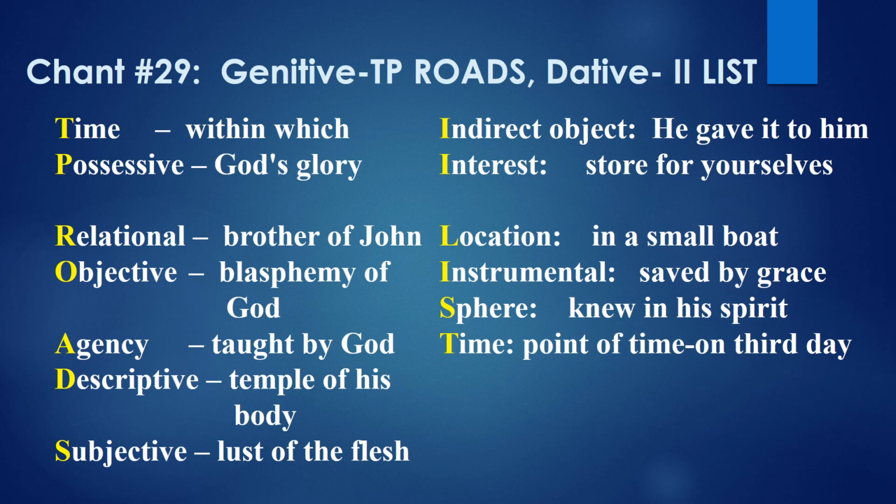Chant number 29, genitive, T.P. Rhodes. The T is for time, time during which something happens in the genitive. Genitive also means, in certain contexts, possession, the boy's book. In other contexts, it's relational, the son of Mary. The objective genitive is when the genitive relates the noun as kind of an object to the sentence, okay?